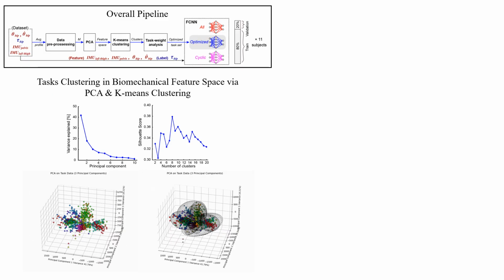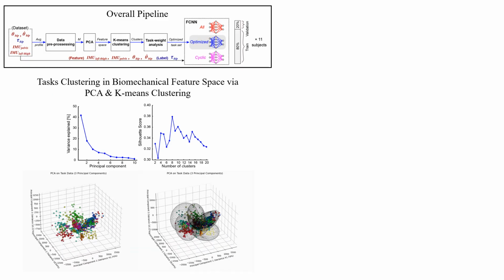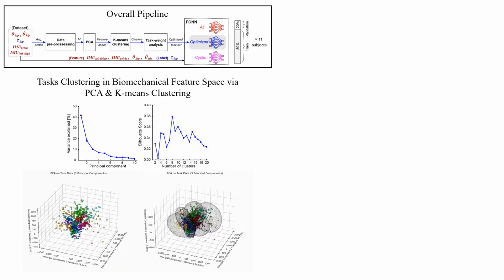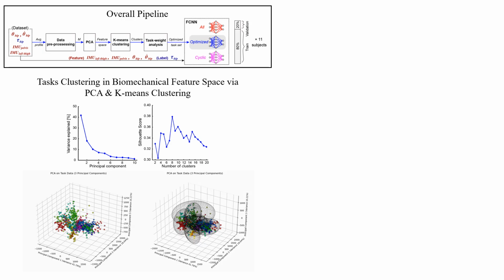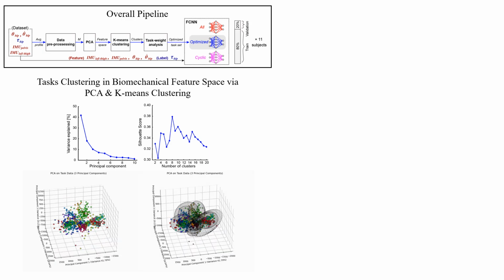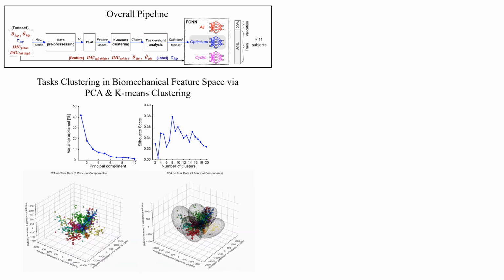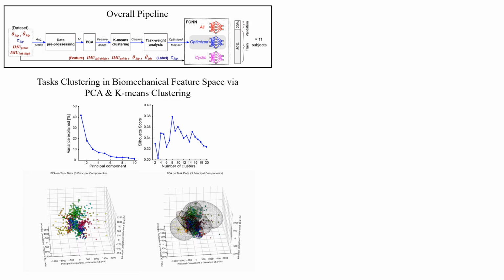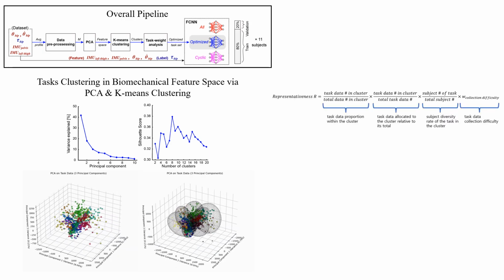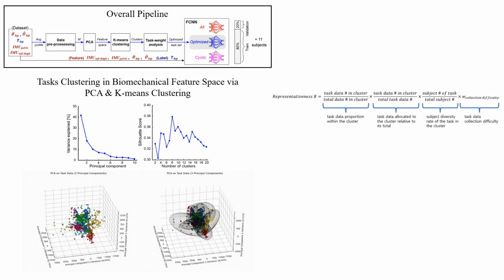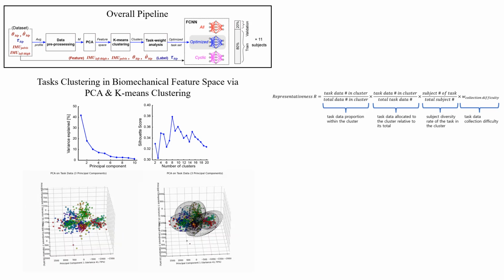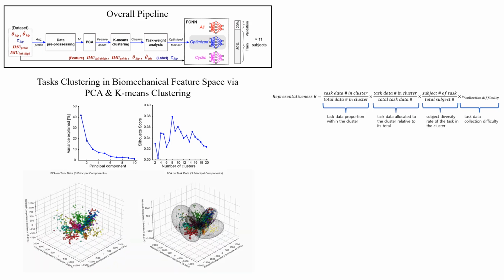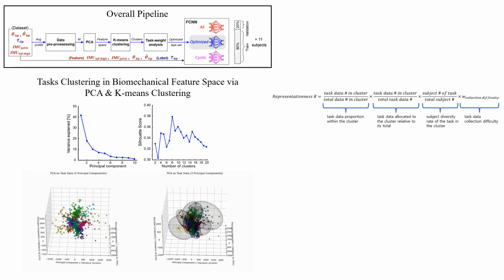These are the variances explained by each principal component and the silhouette score assessment for K clusters. Based on these results, we created a three-dimensional biomechanical feature space and 8 clusters of different task data points. Since each cluster contained different tasks, we developed a task weight analysis formula to calculate R, the representativeness of a task for a cluster.